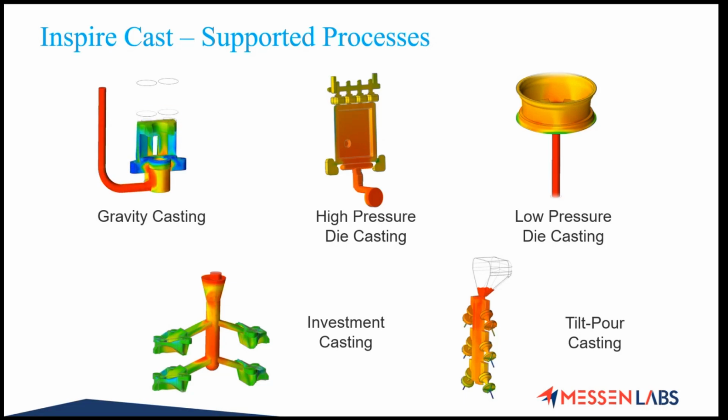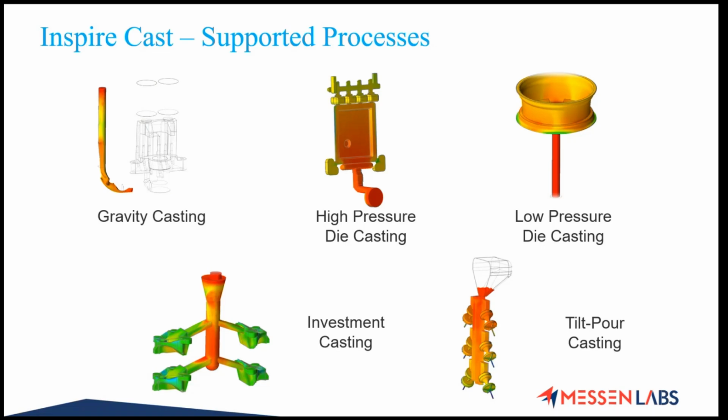So Inspire Cast supports 5 types of casting. The first one is the gravity casting, where a molten metal is poured into the die or mold cavity under gravity. Generally, sand casting is one of the most common casting processes, as it can be used to produce a variety of parts, from simple gears and pulleys to complex components such as automobile engines.